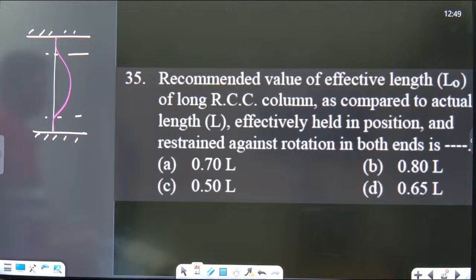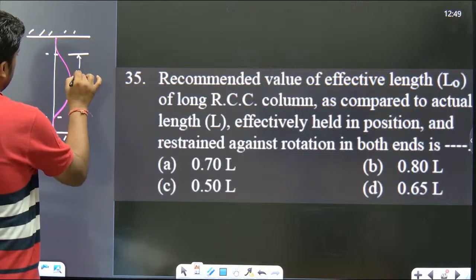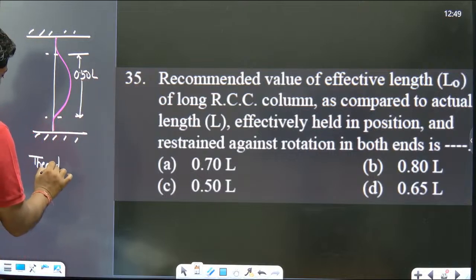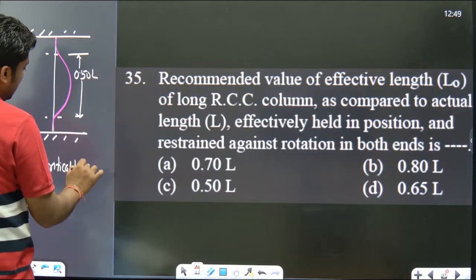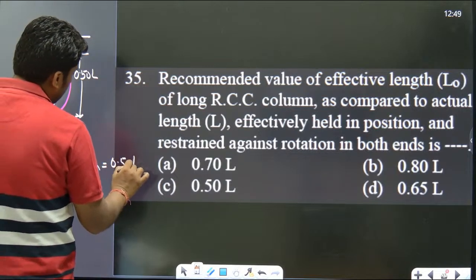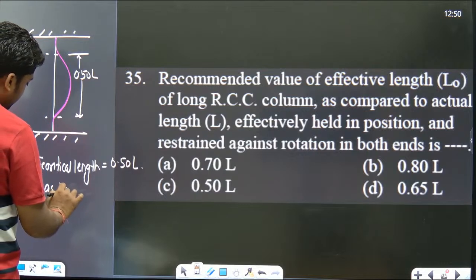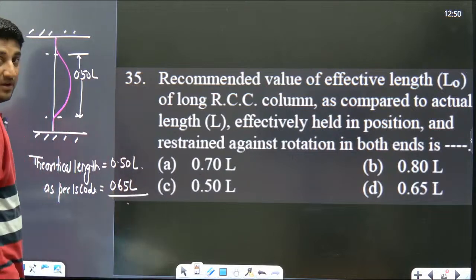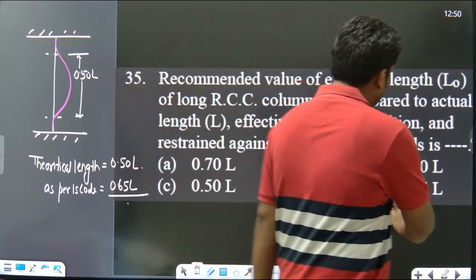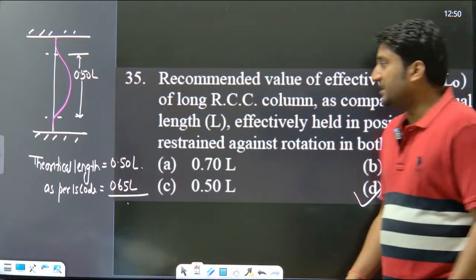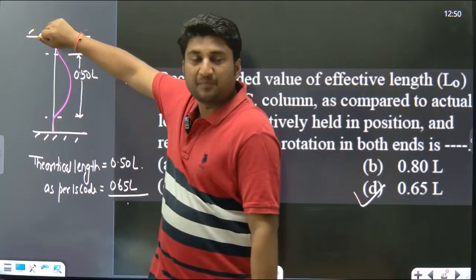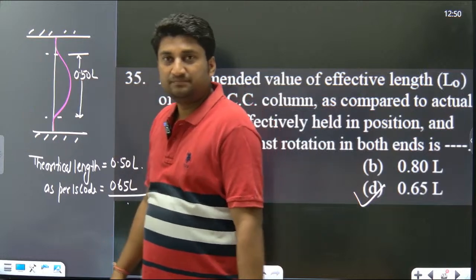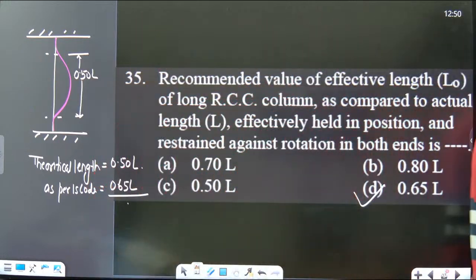Yes or no? Theoretically it is 50% of the L, but as per IS code, we take this value as 0.65 times of the L. Yes or no? Option D is the correct answer. The code states that there is no 100% fixity at the support, that is why some more length will also get deflected. Hence, we take the greater length, 65% of the length. Yes or no?